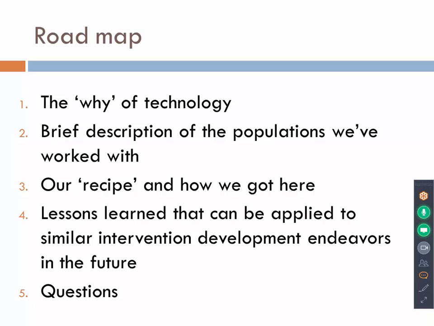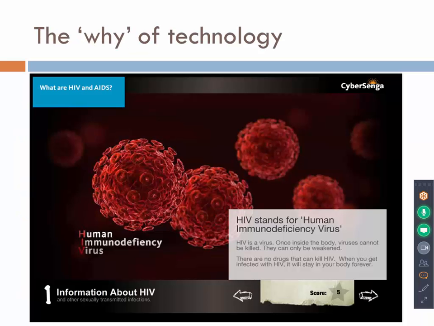But a general roadmap is, first, let's talk about the why of technology. I think we're all relatively clear about it, but let's just make sure we're on the same page. And then maybe we can go quickly through that, because Claude did an amazing job of talking about the populations that we've worked with, just so that you have a sense of where I'm coming from in my lens. And then we'll talk about the recipe that we've developed over time in terms of the steps that we like to go through when we're developing interventions. And if we have time, we can talk about how we got there. And then lessons learned, and what it means for future intervention development. And then questions, obviously. Okay.